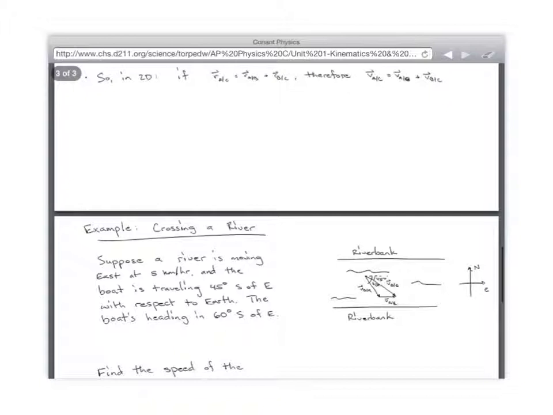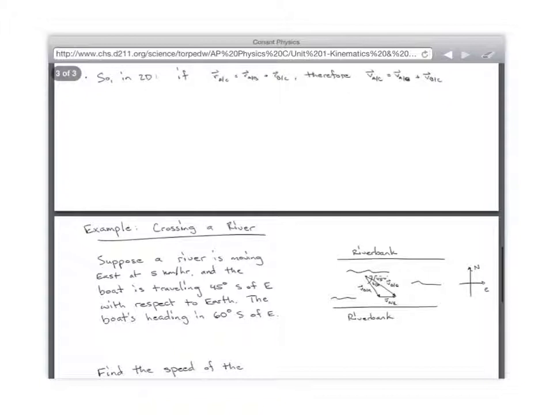All right? Yes? How is the boat heading 60 degrees south of east? The word heading. What does the word heading mean, versus traveling? Heading is actually the direction the boat is pointing, not necessarily the direction the boat is traveling relative to the Earth.